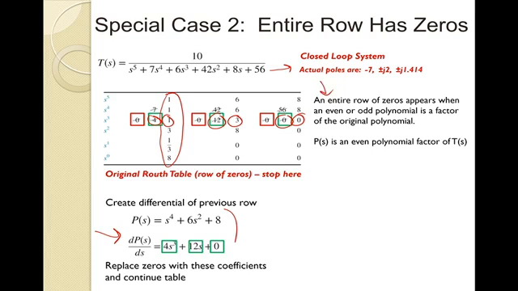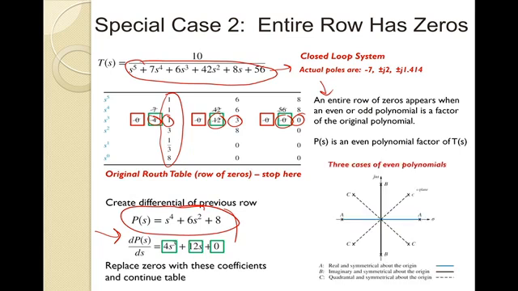So an entire row of zeros will appear when there's an even or an odd polynomial that is a factor of the original polynomial. So here's the original polynomial, and in this case, we have a factor here, p of s, that's an even polynomial factor of t of s. So that is a case that we can look out for. And there's 3 general cases that will make this occur for even polynomials. You'll see them here. A, which is you're going to have real and symmetrical poles about the origin.